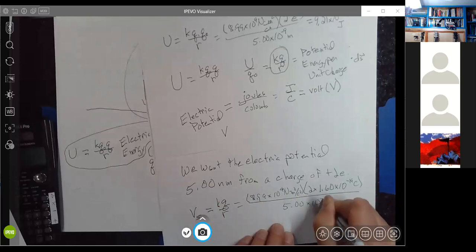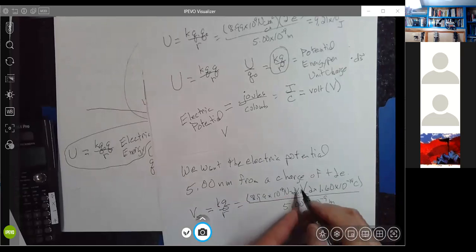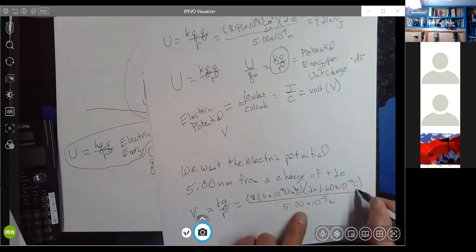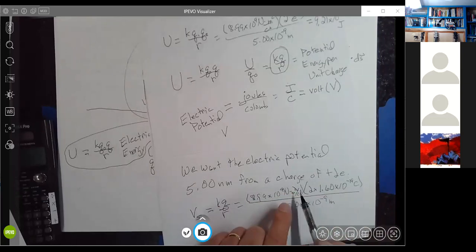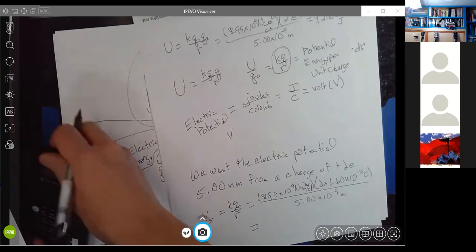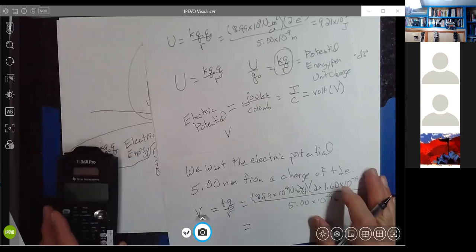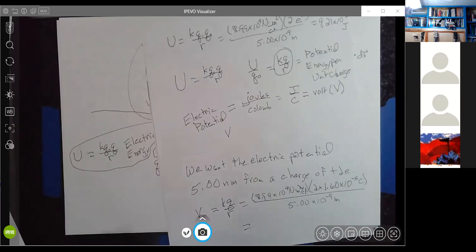Unit-wise, this meter will cancel with one of these and just make it Newton meters there. This coulomb will divide with one of those coulombs here and make it Newton meters per coulomb. But a Newton meter is a joule, so that's joules per coulomb, or volts. A lot of times on these problems, I'll actually write out the word volt so that I don't confuse the V on one side with the V on the other, and that'll work sometimes.